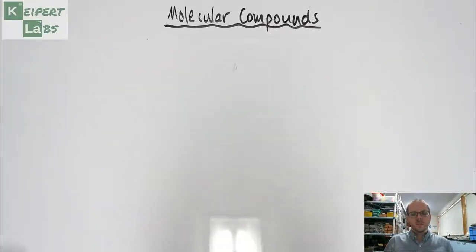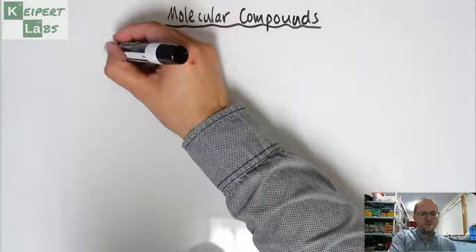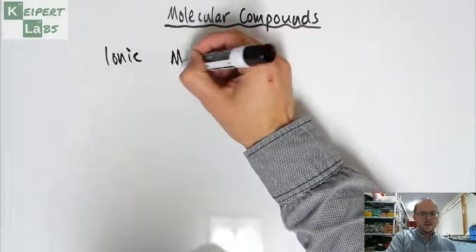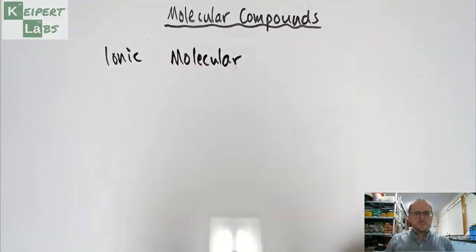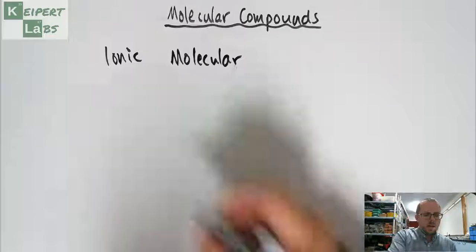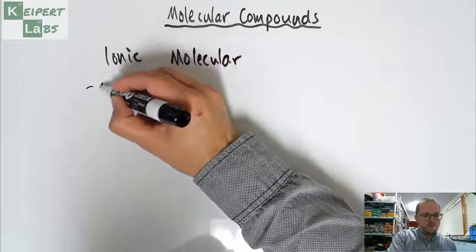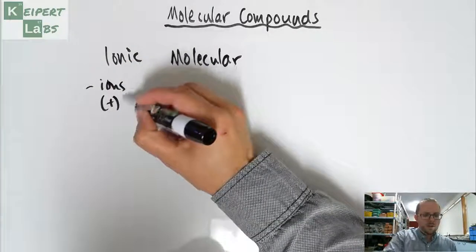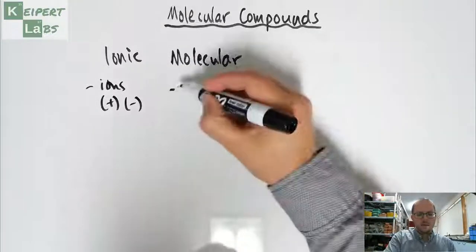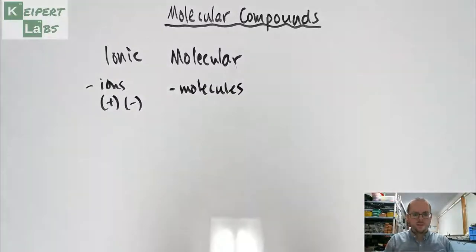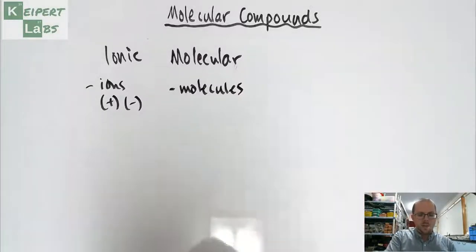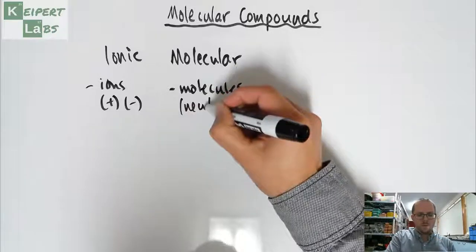In this video today we're going to be talking about molecular compounds. So far in our studies we've drawn the difference between ionic and molecular substances. We've identified these being two categories. Ionic compounds being made up of ions, we're talking positive and negative charged. Molecular being made up of molecules, as the name would suggest, which are neutral overall.